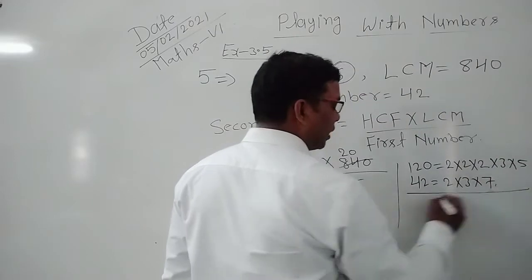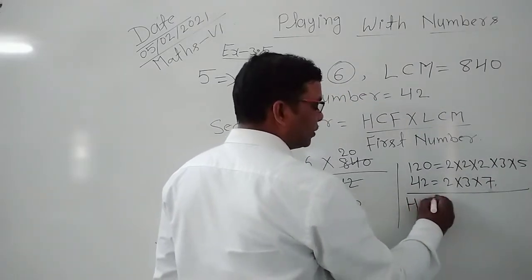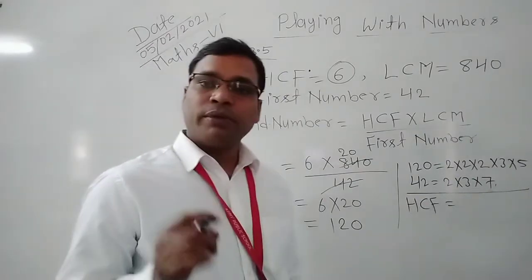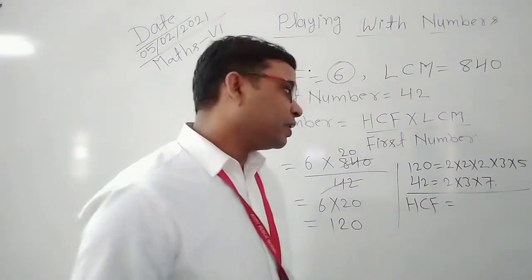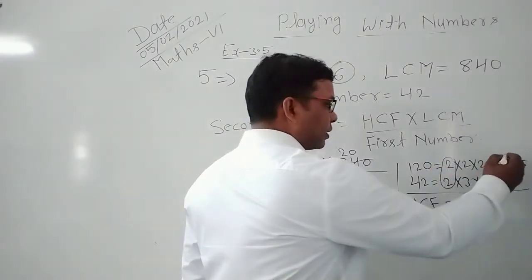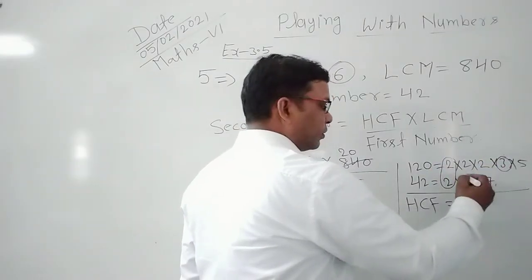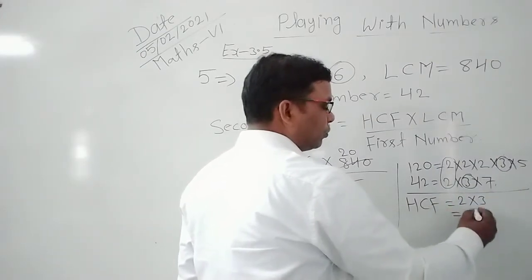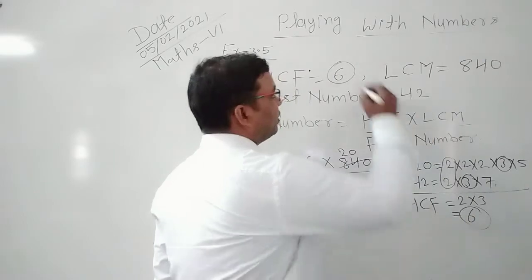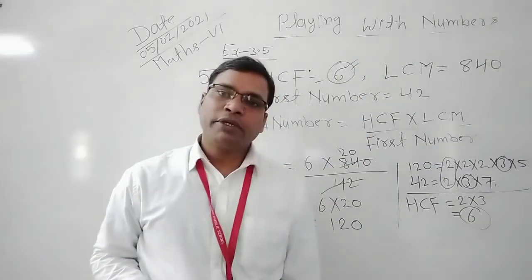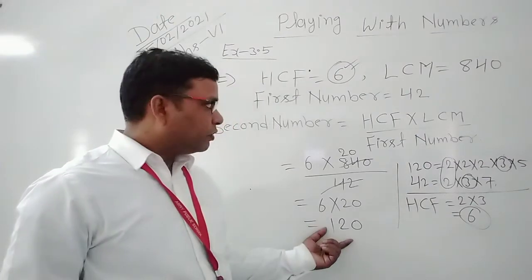So how do you find HCF? In HCF we write only the common terms. Here the common numbers are 2 and 3. So we have 2 into 3, which is equal to 6. So here you can see we find 6. This is our HCF, and this is given. It means that the number 120 we found is right.